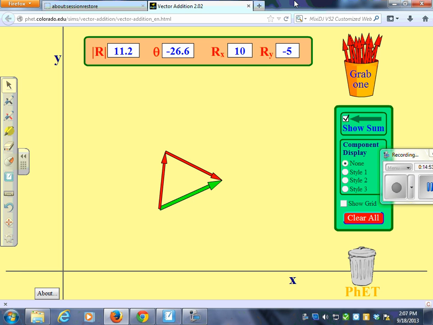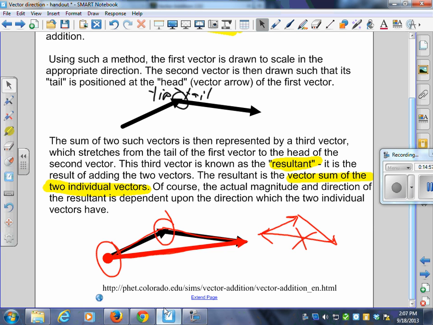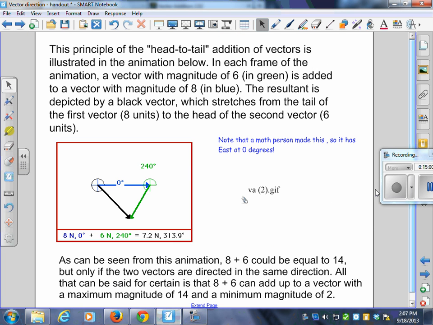Don't worry about any of this mumbo jumbo up here. This principle of head-to-tail addition of vectors is illustrated in the animation below. In each frame of the animation, a vector with the magnitude of 6, in green, right here, is added to a vector of magnitude 8 in blue. The result is depicted by the black vector, which is going around and around, which stretches from the tail of the first to the head of the second.